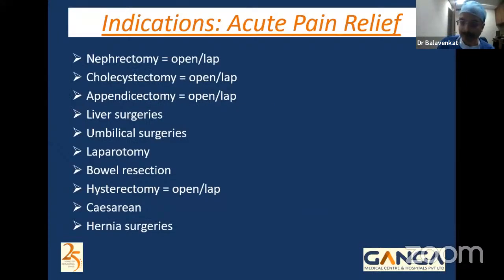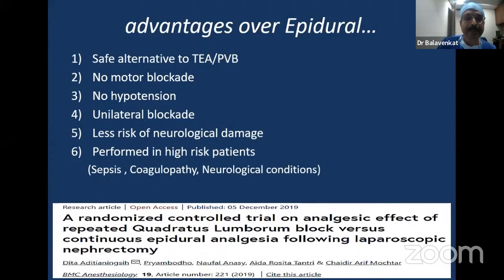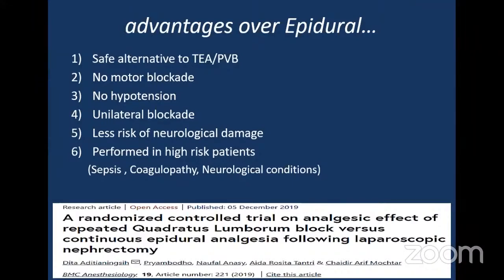So what are the indications? Practically almost every procedure that is done inside the abdomen, you can use the TAP blocks. And the advantages of these blocks over the epidural is it's a very safe alternative. There is no motor blockade. There is no hypotension, unlike the neuraxial block.